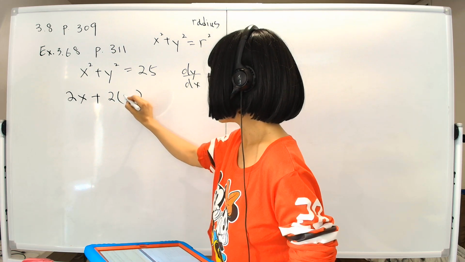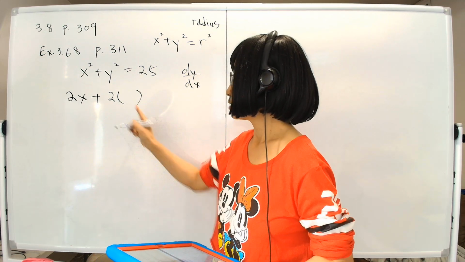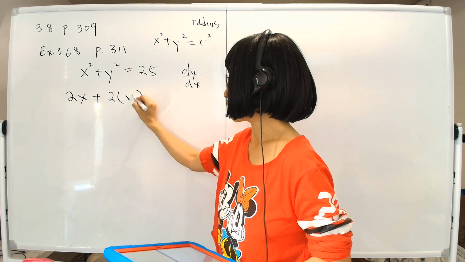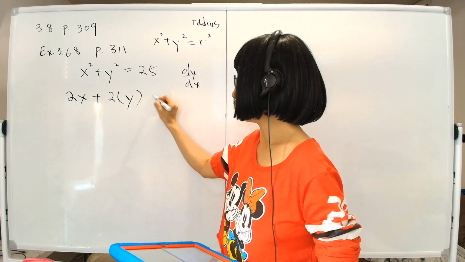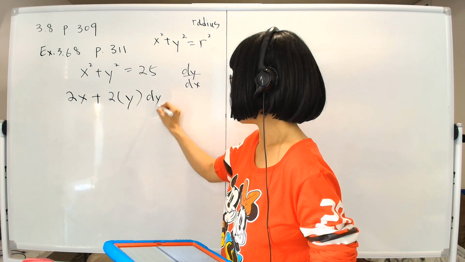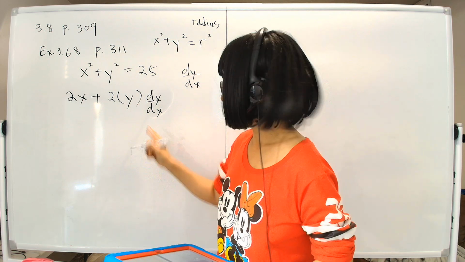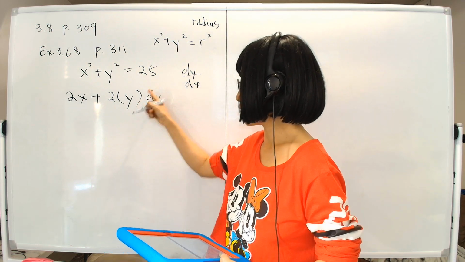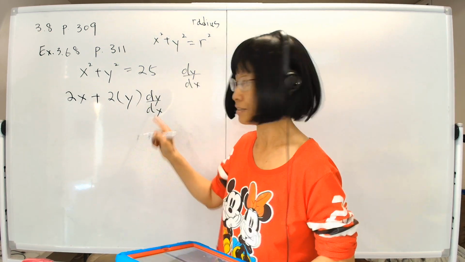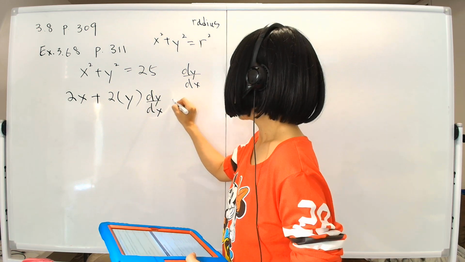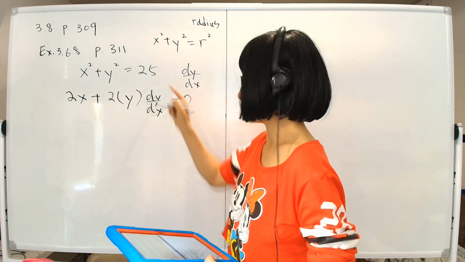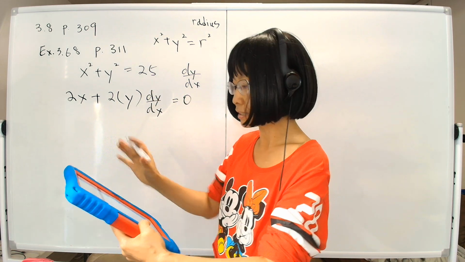You don't know what y is, so you will simply write it down, and then by the chain rule you have to multiply by the derivative, dy by dx. Since you don't know what y is, you can only write this down. You can't go any farther than that. But that's what we're going to do. And this is equal to 0 because that's a number. All derivatives of numbers are 0.